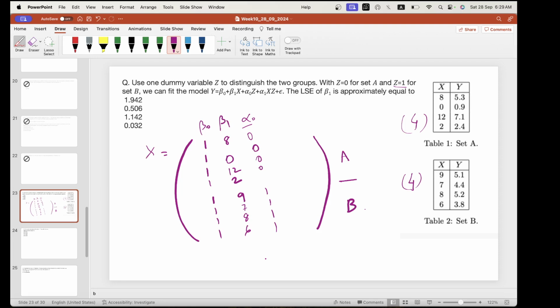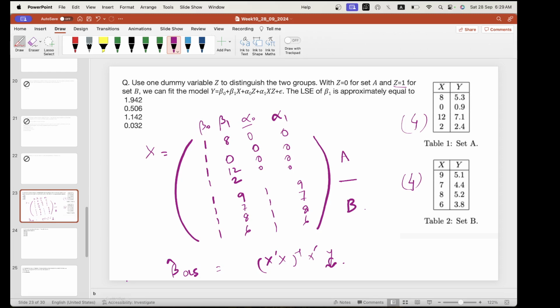So once we have this, next we have alpha 1. For alpha 1, we are going to put x wherever z equal to 1. So alpha 1 would be 9, 7, 8, 6, again 0, 0, 0, 0. Okay, so if we have this, then beta hat OLS is actually x prime x inverse x prime y.